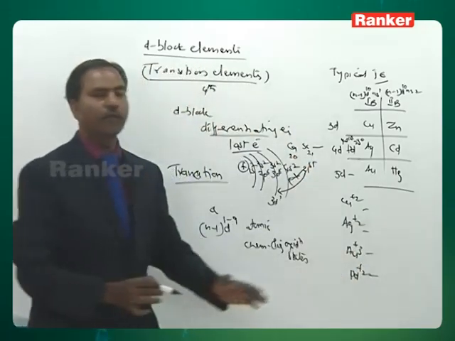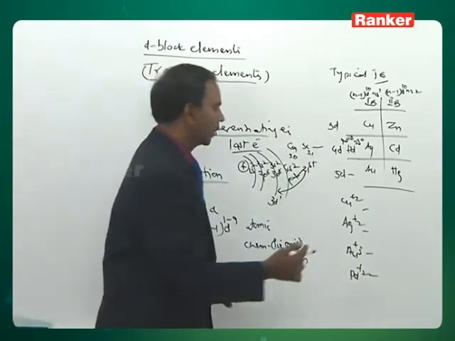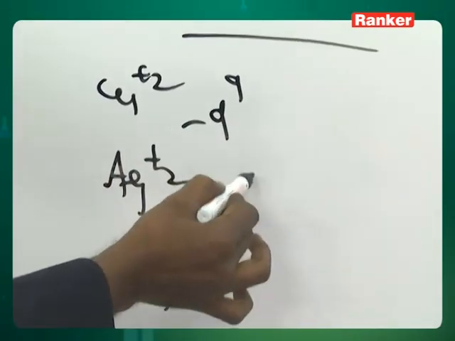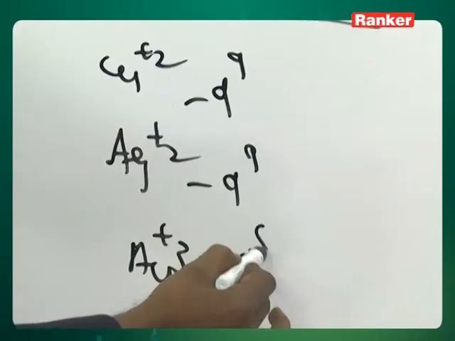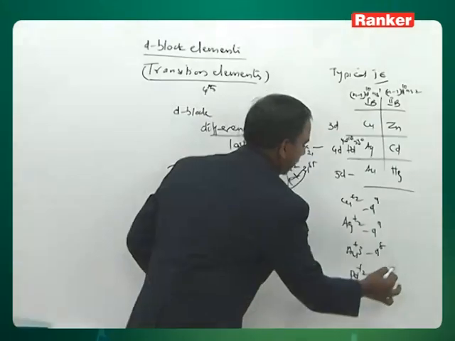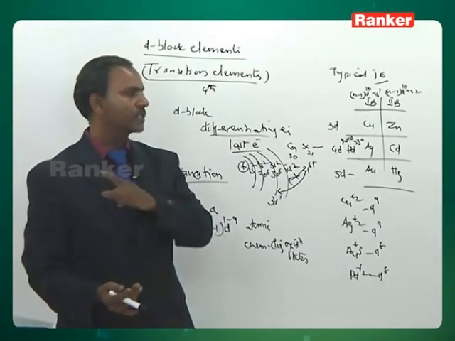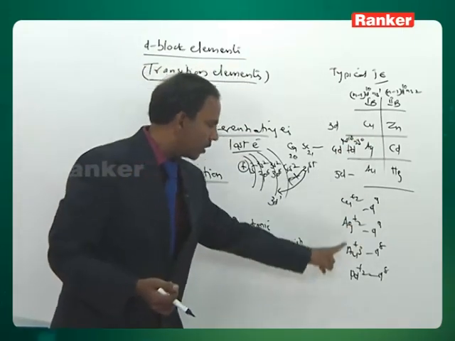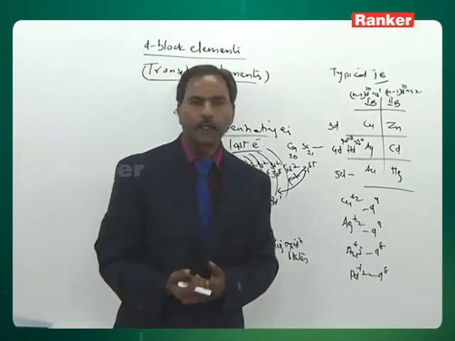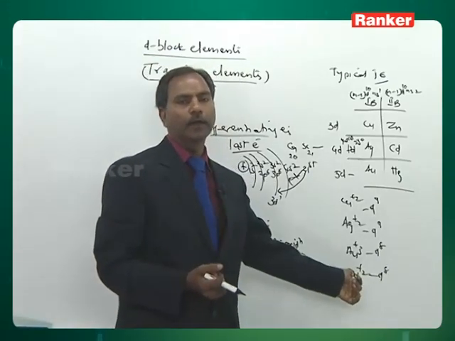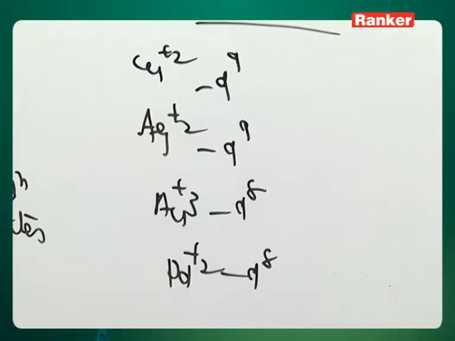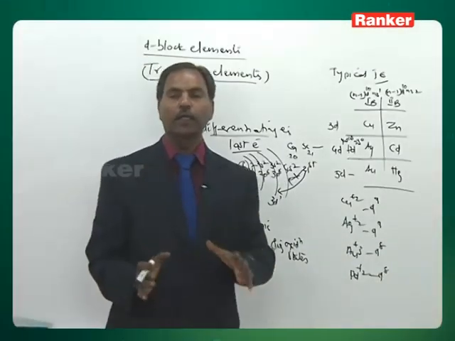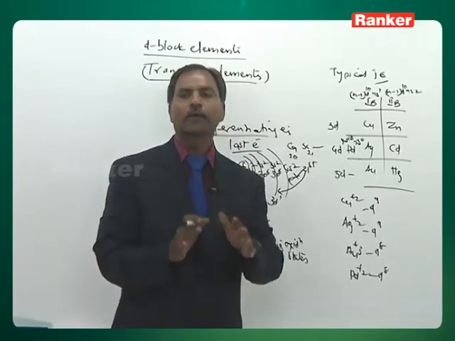In their significant oxidation states, look here, they gain D9 electronic configuration, D9, D8, D8. What do you understand by this? In their significant oxidation states, all four elements gain an incompletely filled d orbital. Then they follow this transition behavior. Basically, with fully filled d orbitals, they are not transition.